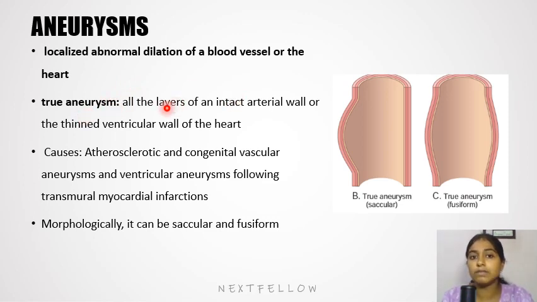So a true aneurysm is one in which all the layers of the intact arterial wall, or the thin ventricle wall of the heart, can be involved. The causes of aneurysm can be atherosclerosis, congenital causes, or ventricular aneurysm resulting from transmural MI. Morphologically, the true aneurysm can be of two types: one is saccular as well as fusiform.